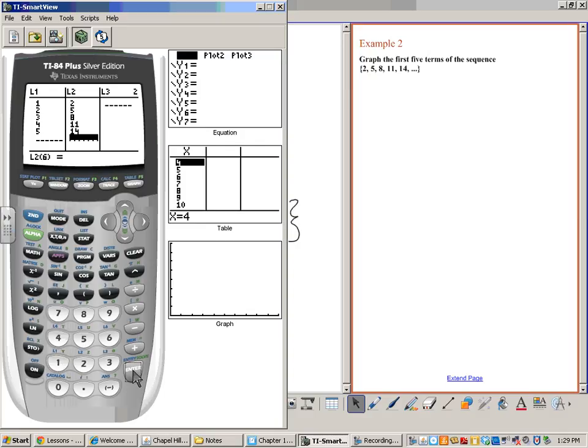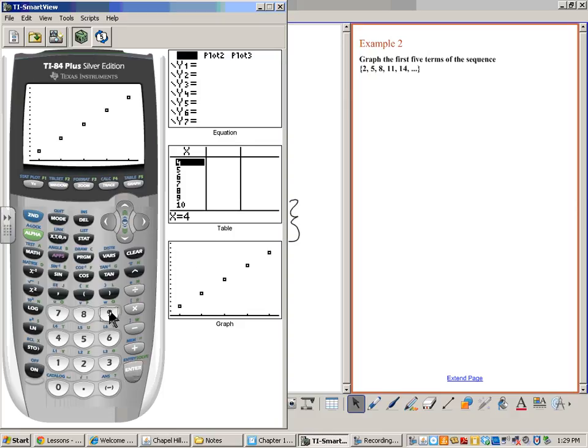Okay, so I have all of those, and now I'm just going to do zoom stat, which is zoom 9. And nothing shows up, so that tells me my plot's probably not on, so I'm going to y equals, go up, turn on my stat plot, and now let's try zoom 9 again. And there I have a graph of those, just using my calculator.